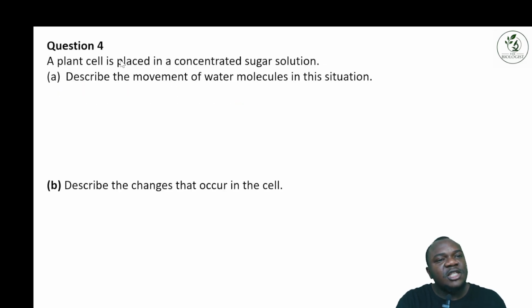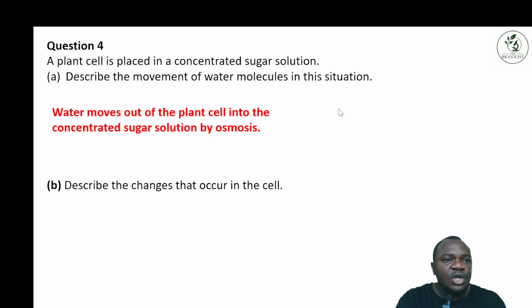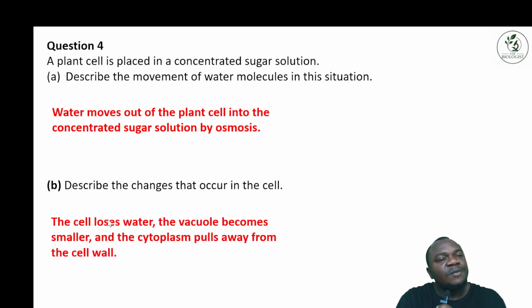Question 4. A plant cell is placed in a concentrated sugar solution, which is also a strong solution. Describe the movement of water molecules in this situation. Water will move out of the plant cells into the concentrated sugar solution by osmosis. Instead of entering the cell, the water will leave the cell, and it becomes flaccid and plasmolysed. Describe the changes that occur in the cell. The cell loses water, the vacuole becomes smaller, and the cytoplasm pulls away from the cell wall.